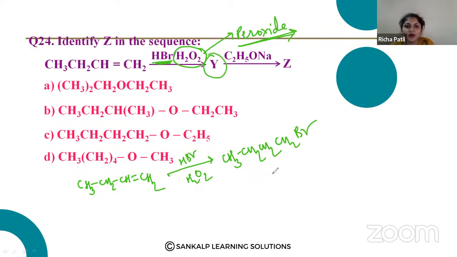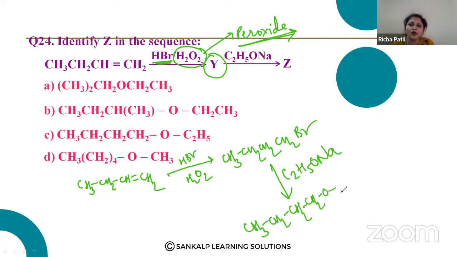Then further you have to treat it with C2H5ONa, sodium ethoxide. So it will be CH3, CH2, CH2, CH2O, C2H5. So this is the answer. The correct answer here is C. C is the correct answer.